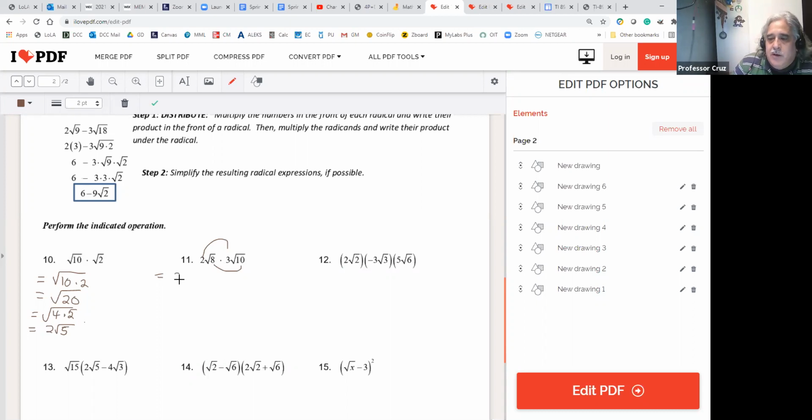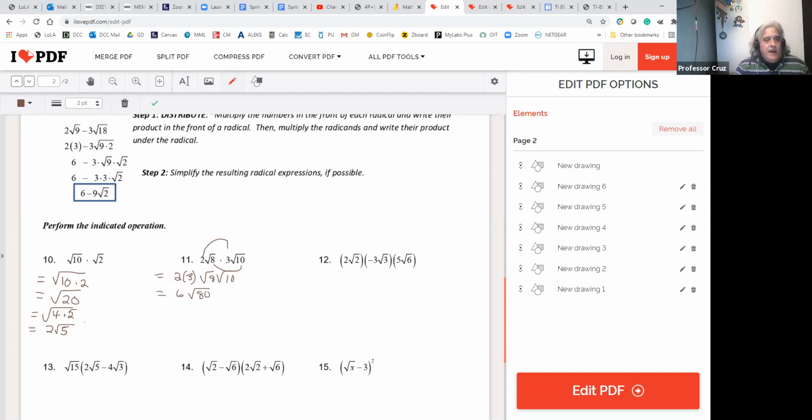So this is 2 times 3, and then square root of 8 times square root of 10. So this is 6 square roots of 80.